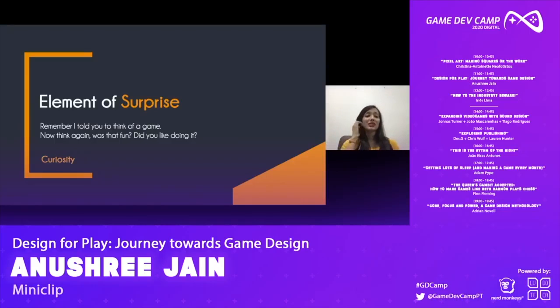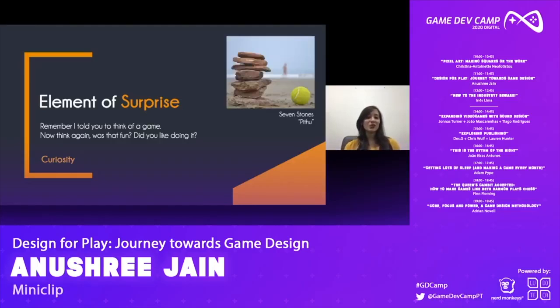If I were to give an example of one game which I remember from my childhood, that would be Seven Stones. We called it Pittu at that time, and it's not at all a fancy game. You can just play it in the ground or in the streets or even on a beach. So it was basically a game where you have 7 stones and then you arrange them in a pile, and you have a ball and you hit these stones with a ball.